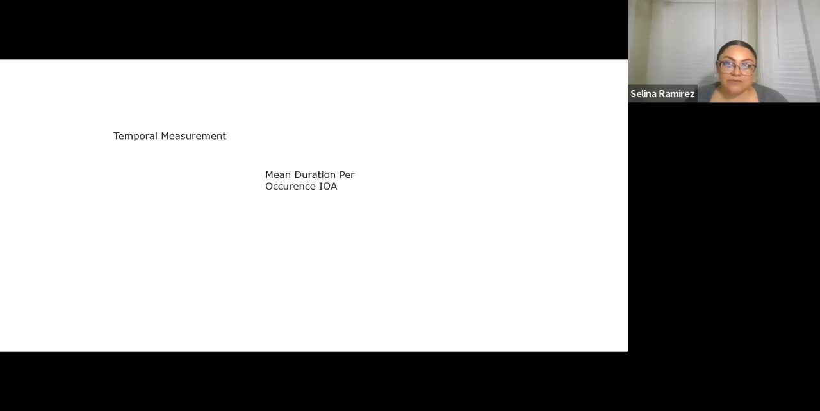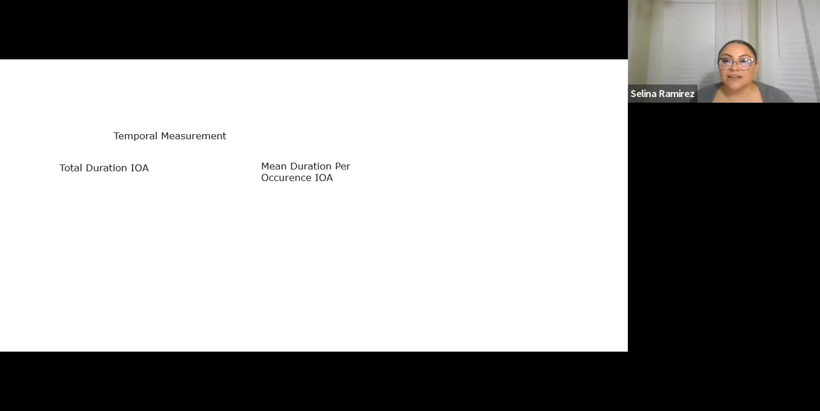So temporal measurement, the two different types of temporal measurement are, wait, am I sharing my screen? Yes. I see the white. Okay, just making sure that I didn't have to click share screen.